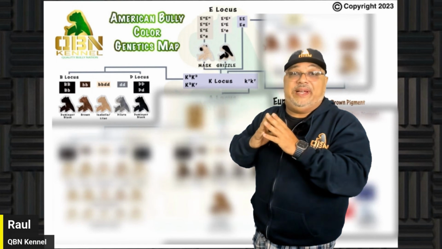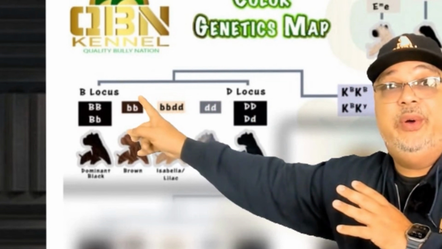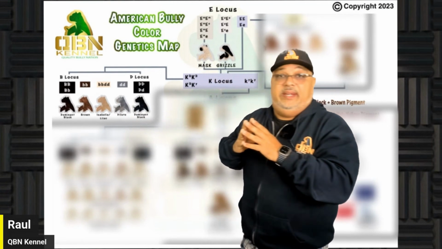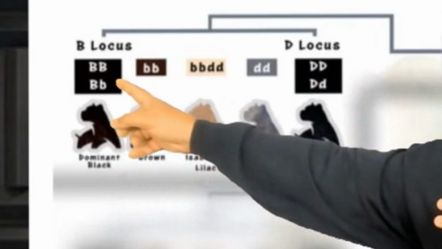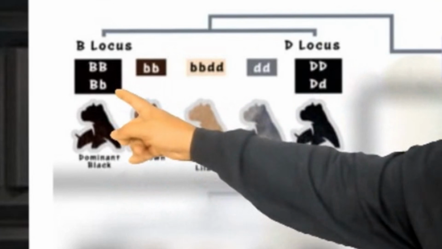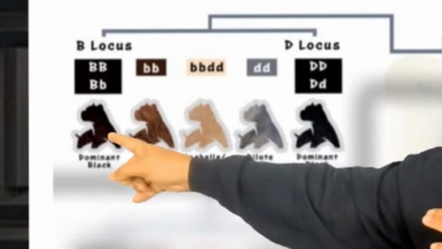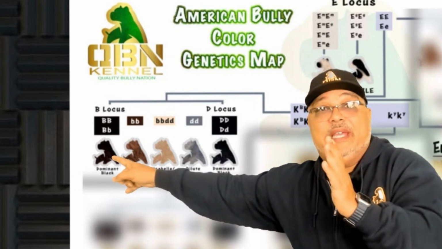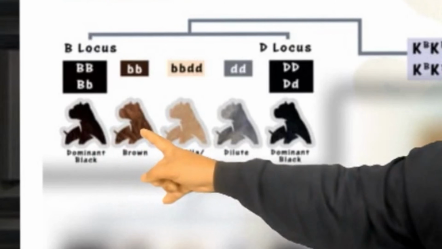The way we're going to find that out is by going over to the B locus. B locus is going to tell us if the dog is going to be black or brown. If you notice here, you got 2 uppercase B's. You also have an uppercase B and lowercase b, and that creates black. If you have a capital letter B, that means B dominant, which equals black. If you have 2 lowercase b's, that means B recessive, which equals brown, okay?